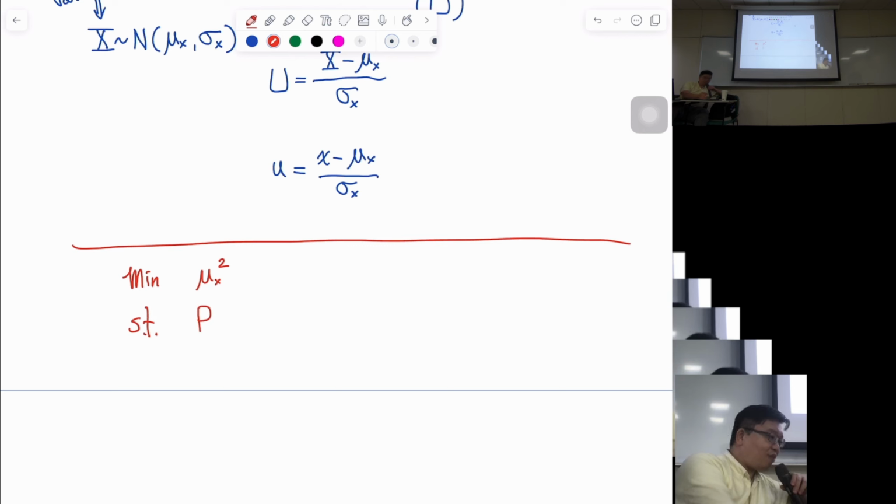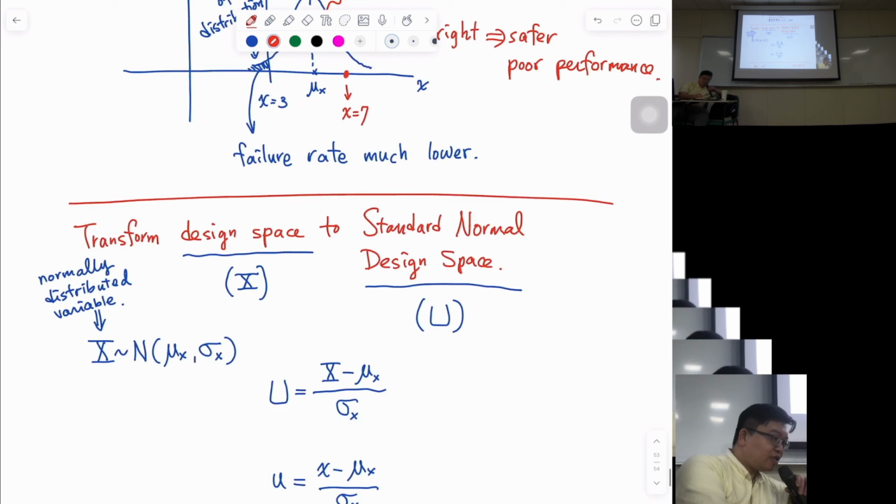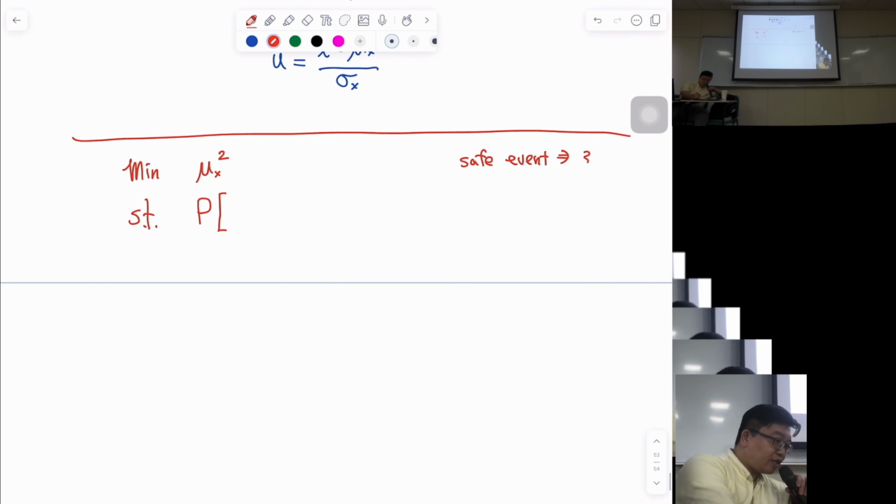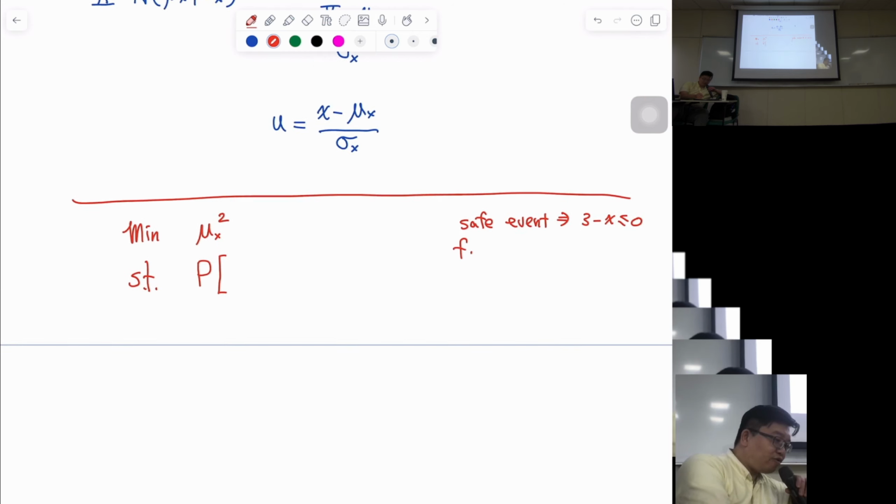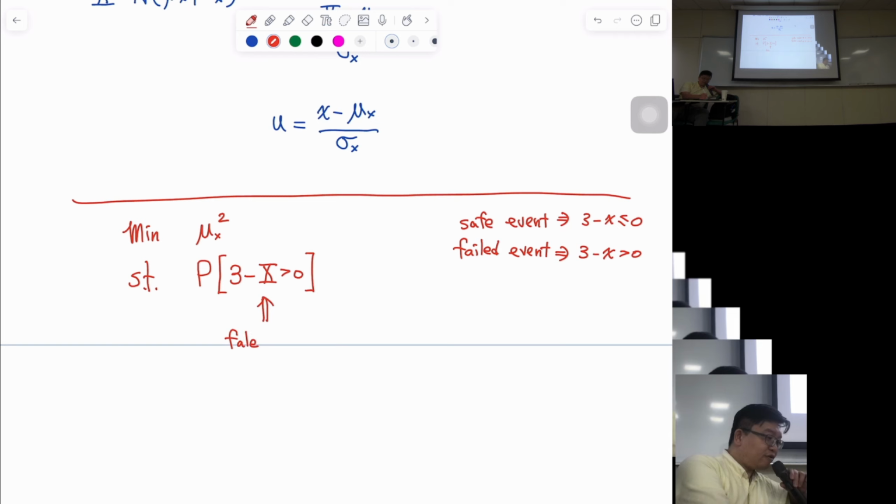now I want the probability of the failure event. So what is the failure event? The feasible event, I should say safe event, is 3 minus x smaller than 0, right? So the failed event would be the opposite. So now we will say 3 minus X, but here I'm using the capital X, smaller than 0. This is basically the failed event.